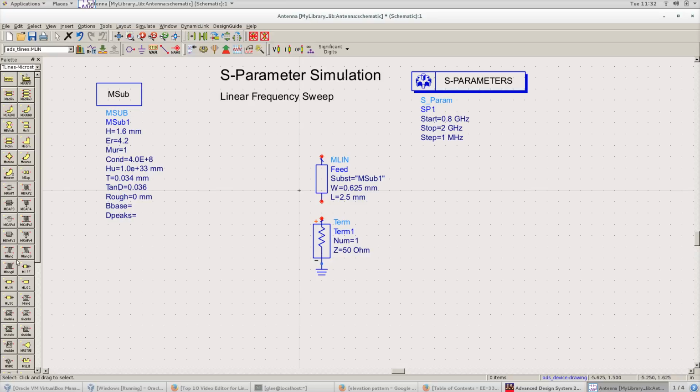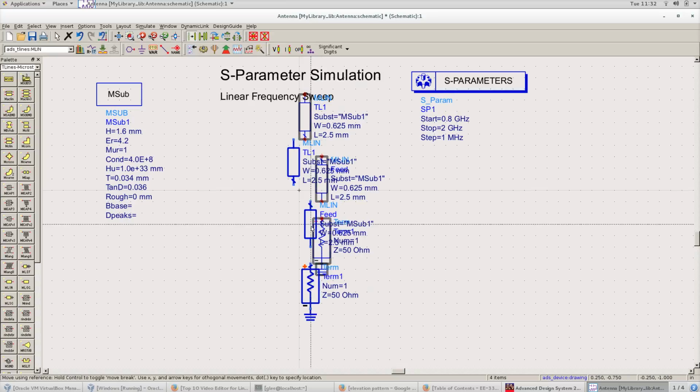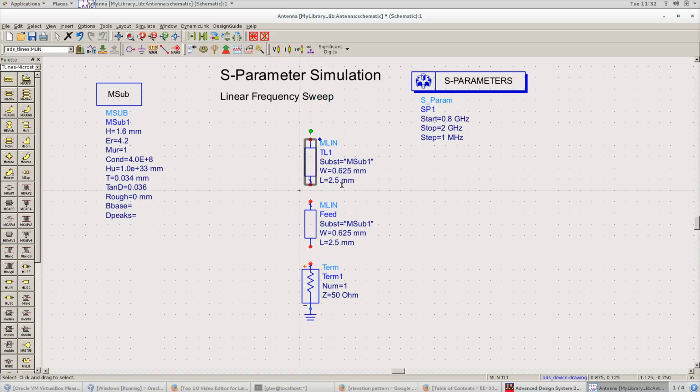Right? And then the other one I'm going to do is put up a second transmission line. Because it's starting to overlay a little bit, I'm going to put a second substrate or a microstrip line, and instead of calling it TL1 again, I'm going to call this the patch.